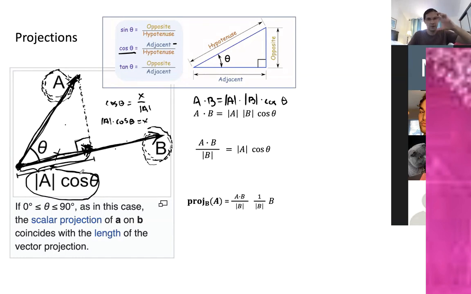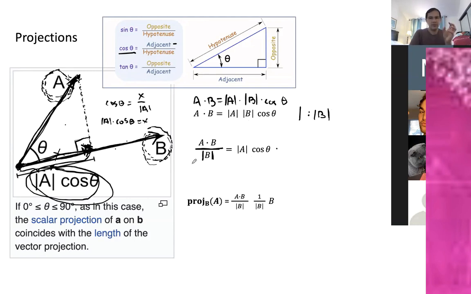Let's just find the appropriate direction, because length is not enough to specify a vector. So let's divide both sides of this equation by the absolute value of b. Then I have the inner product or the dot product a times b divided by the absolute value of b. That's equal to a times cosine theta. Okay, but a times cosine theta is exactly this.